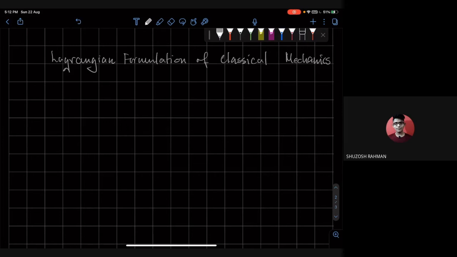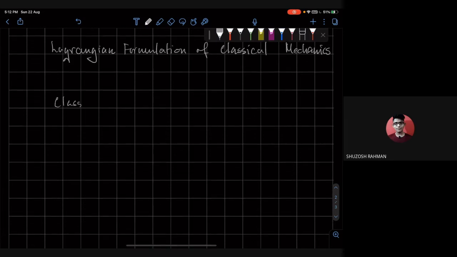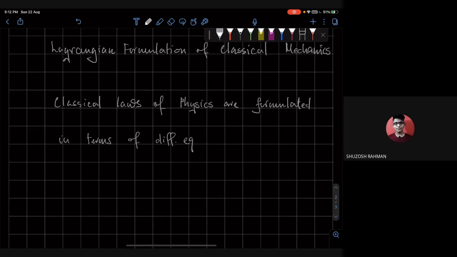So, the laws of physics, the classical laws of physics, are usually formulated in terms of differential equations, right? Perhaps the most famous of these is Newton's law, Newton's second law.